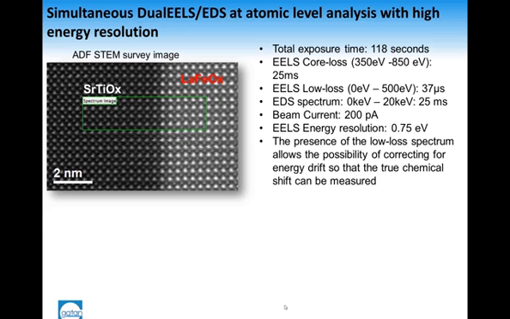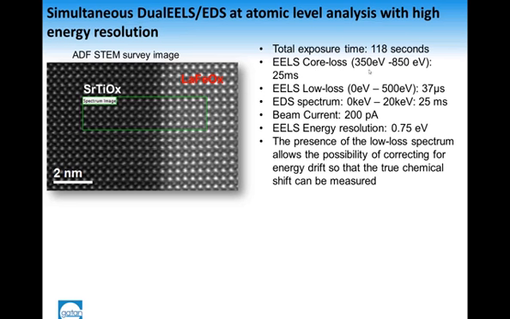Okay, let's look at the first example. So here we tuned the spectrometer. We looked at the same interface on the strontium titanate lanthanum iron oxide, but we tuned the spectrometer in a way that we have more energy resolution. So as a result, the field of view would be shrunk to 500 eV only. So here we acquired the data in EELS mode.